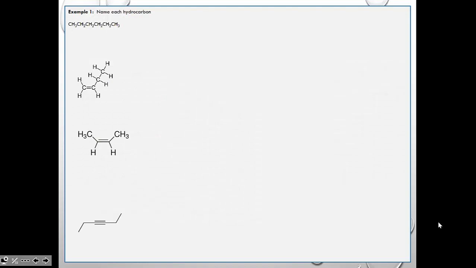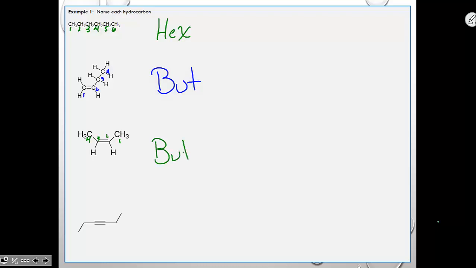Find example 1 in your packet, and we will name the longest chain using the prefixes. So for this first chain, we have 1, 2, 3, 4, 5, 6 carbons. So we would start this name by saying hex. In example B, we have 1, 2, 3, 4 carbons. So we would start this name with bute. In example C, we have 1, 2, 3, 4 carbons. So it would also be bute.